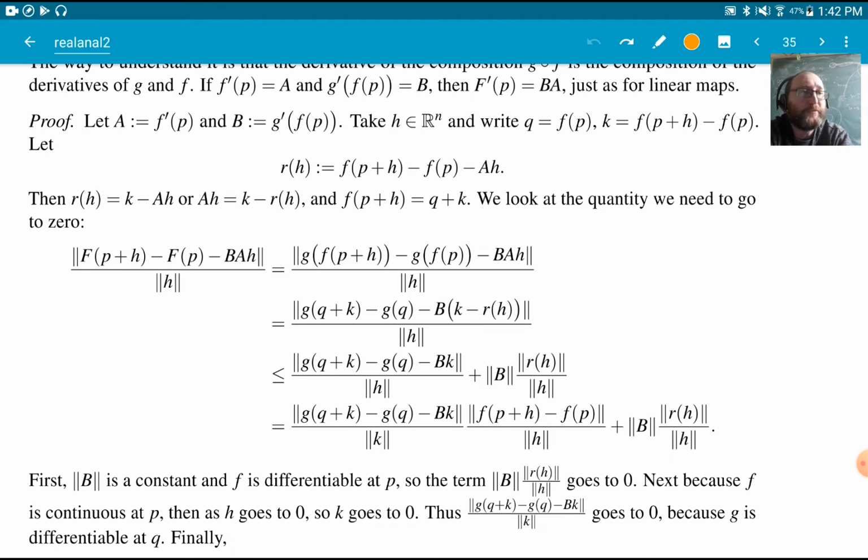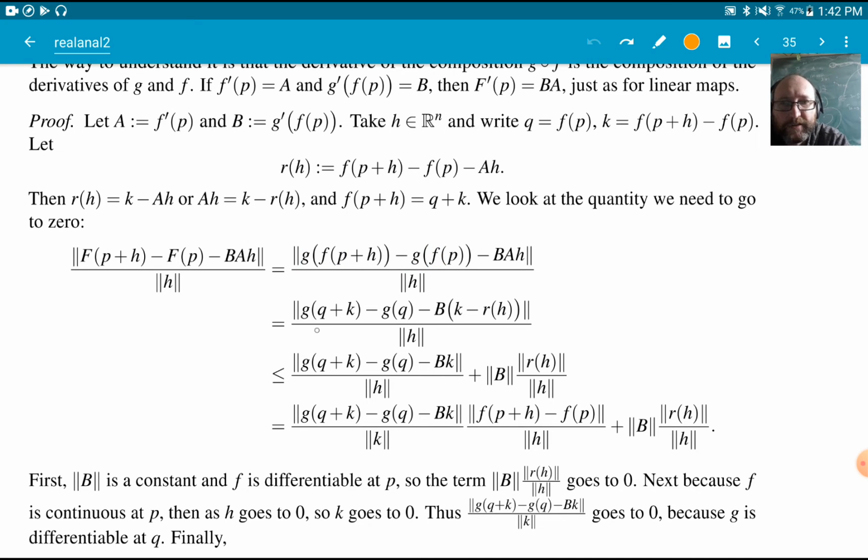Let's look at the thing that we need to go to 0. If capital F is supposed to have derivative BA, then this is the thing that we need to go to 0 as h goes to 0. That's just from the definition of derivatives. So you write down what this is in there. That's just writing down the definition of capital F over here.